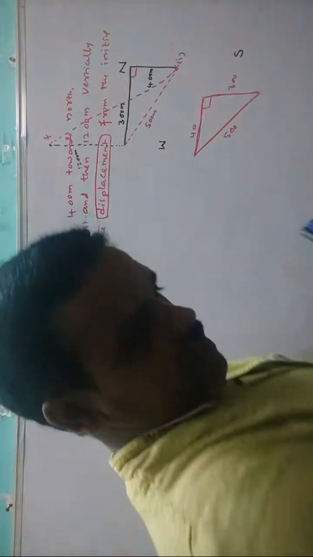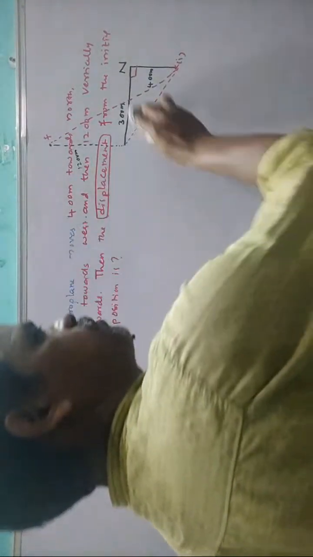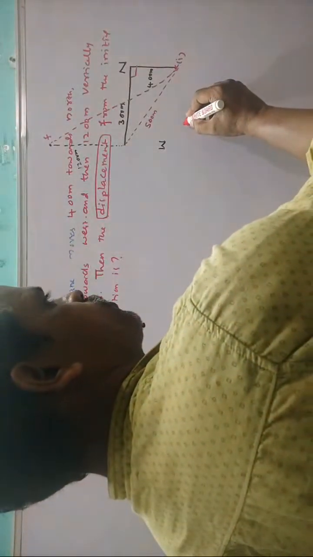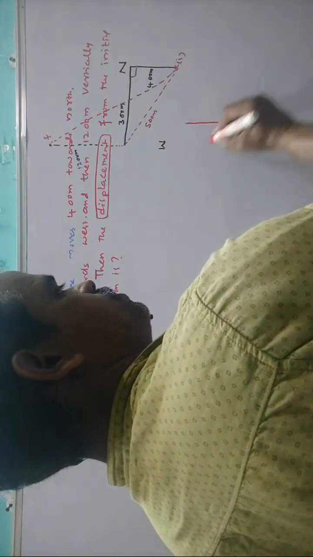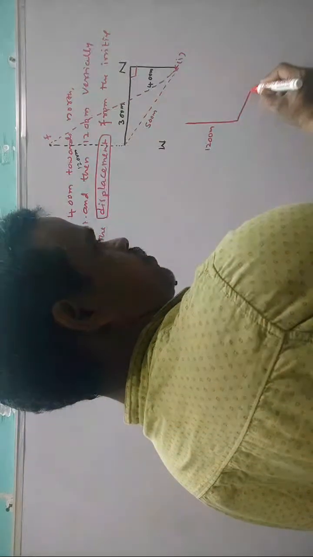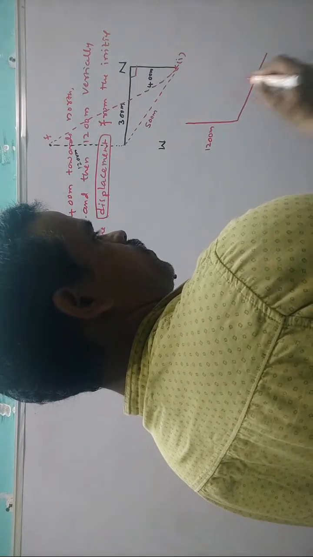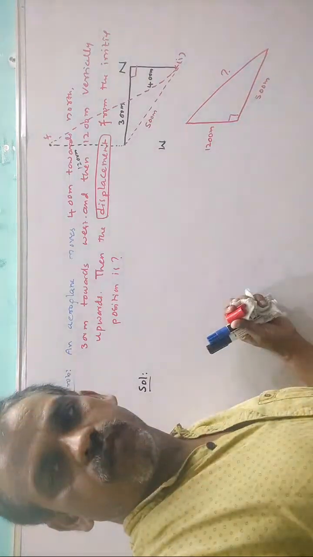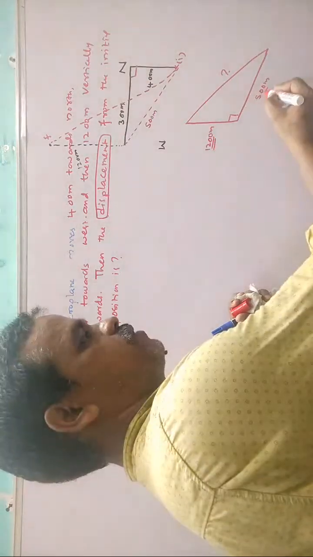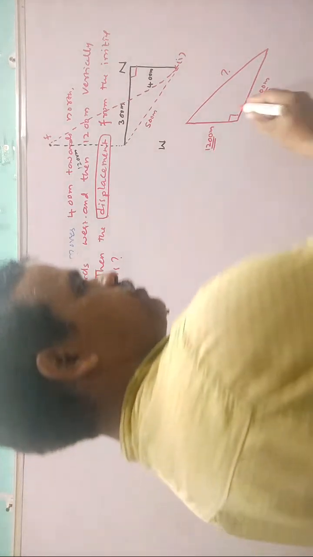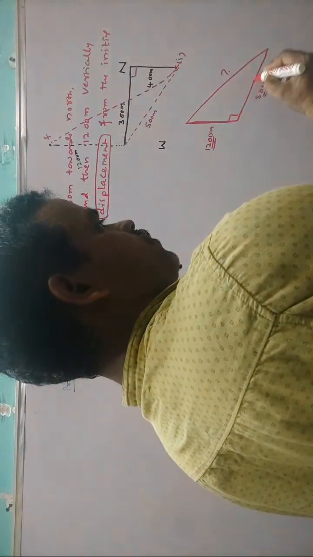Now we have one more right angle here. I think up to this you understand. Okay, now we got one more right angle. So this is 1200 meter. This is 1200 meter. Then this will become 500 meter. So what about this one? This is actually a right angle triangle. This is 1200 meter. This will become 500 meter.